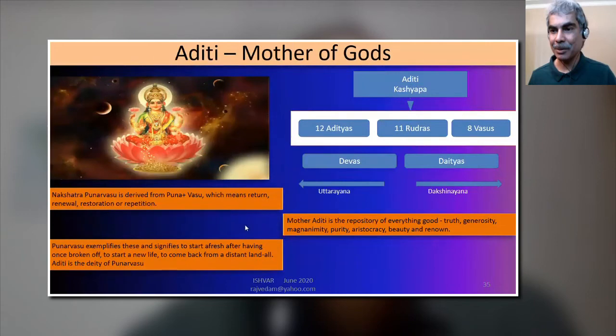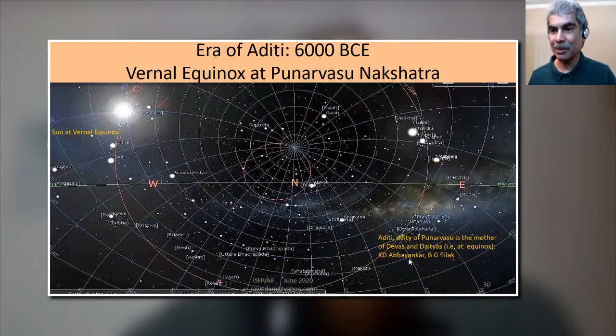Similarly, I'm not going to go deep into these stories, but Aditi is well known as a deity in the Rig Veda, where she's the mother of the Devas, and with a co-sister, she's also the mother of the Daityas. There is a reference to Punarvasu Nakshatra that is derived from Aditi. This was decoded by Balagangadhar Tilak as well as Professor Abhyankar. They say the verses in the Rig Veda referring to Aditi talk about the vernal equinox in the Punarvasu Nakshatra. When was the vernal equinox last in the Punarvasu Nakshatra? It turns out to be a staggering date of 6000 BCE, based upon the archaeo-astronomical phenomena of the Rig Veda.